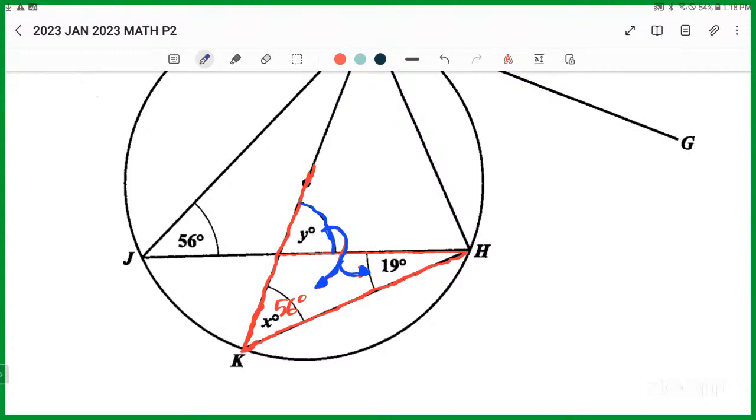Another way I could do it: this angle and this angle add up to 180, so you can find this one, since the total angle in this triangle is 180. That's too much work. It's good to know that the exterior angle is equal to the sum of the two opposite interiors.